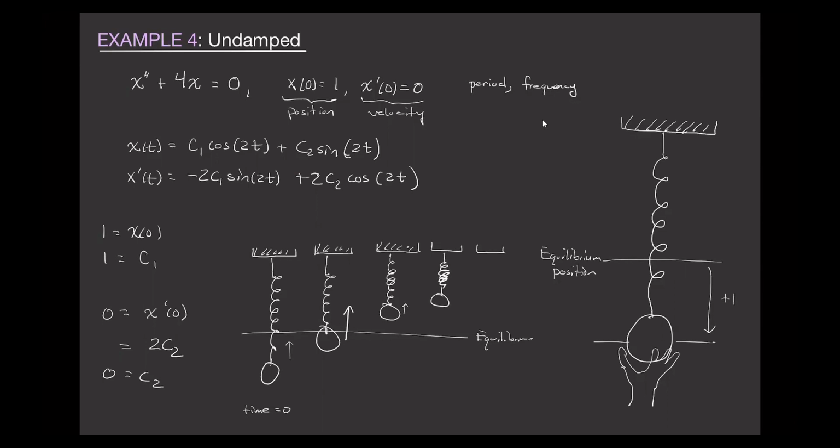And then after that point, you'll continue backwards. So you'll start to push back down. And that's what causes the oscillation. So you get something that looks like this, and it'll just oscillate back and forth. Now in this particular case, we found out that C1 is equal to 1, C2 is equal to 0. So this solution is just cosine of 2t.